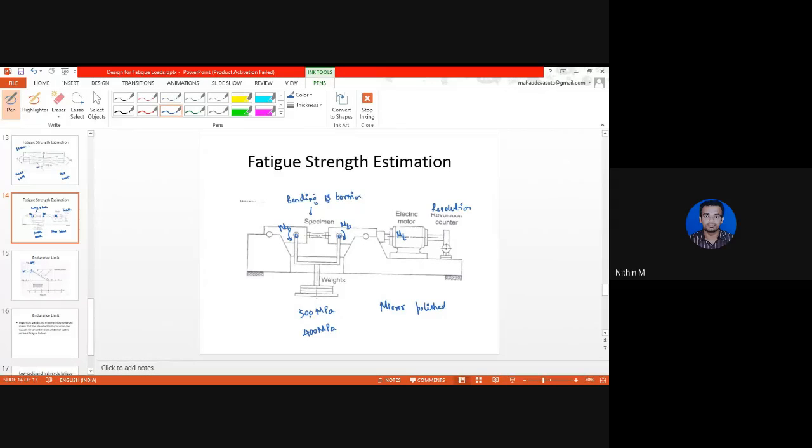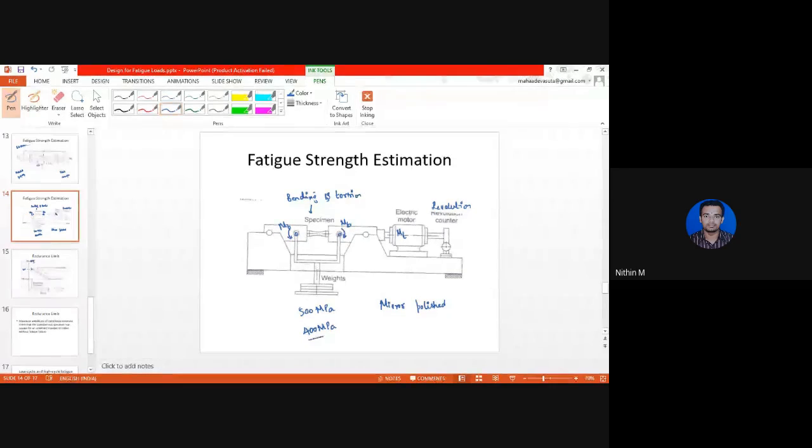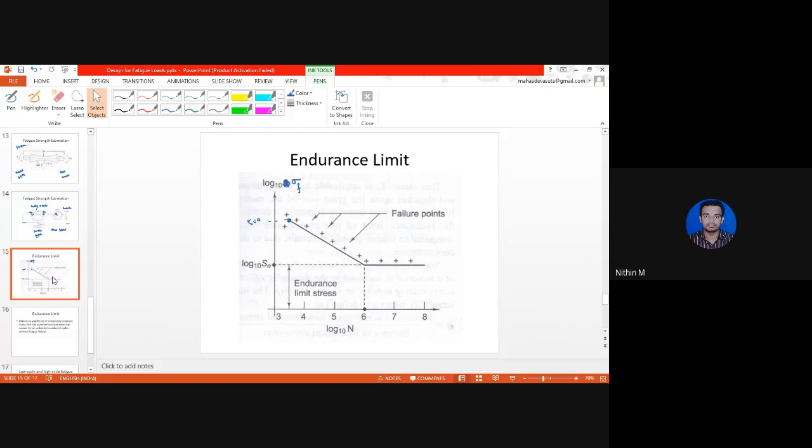Why? Because I am reducing the force that is applied. Thereby the stress induced is lower, and if the stress is lower, it can take more number of cycles. The life of the component will be increased if the force is decreased. This is one thing that you need to remember. So when 400 MPa was applied, failure came at 10 to the power of 4.5 cycles.